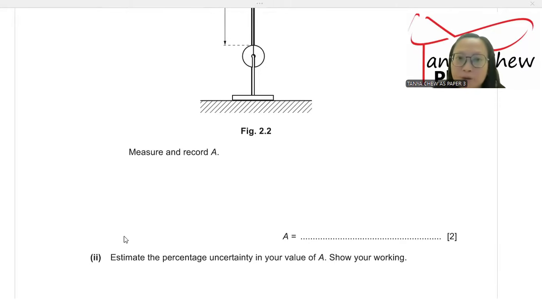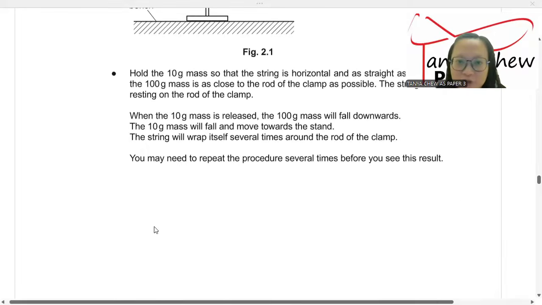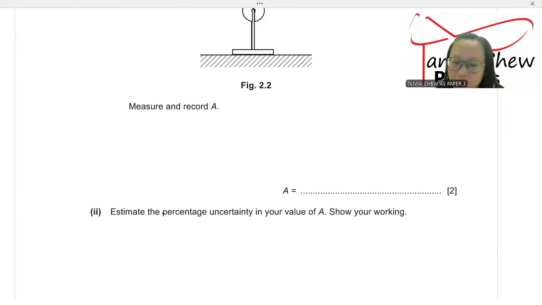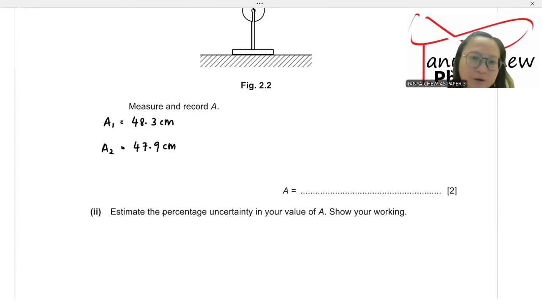So remember the instruction stated that you have to repeat several times. That is the reason why they give you 2 marks here. So first attempt, you measure A1. I get 48.3 cm. A2, I get 47.9, quite a big difference. And then I find A average.